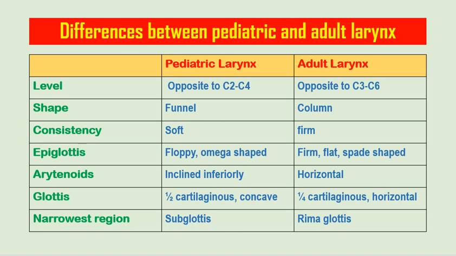As already told, the narrowest region in the pediatric larynx is the subglottis, whereas the narrowest region in the adult larynx is the rima glottis. So subglottic stenosis is more common in children than in adults.